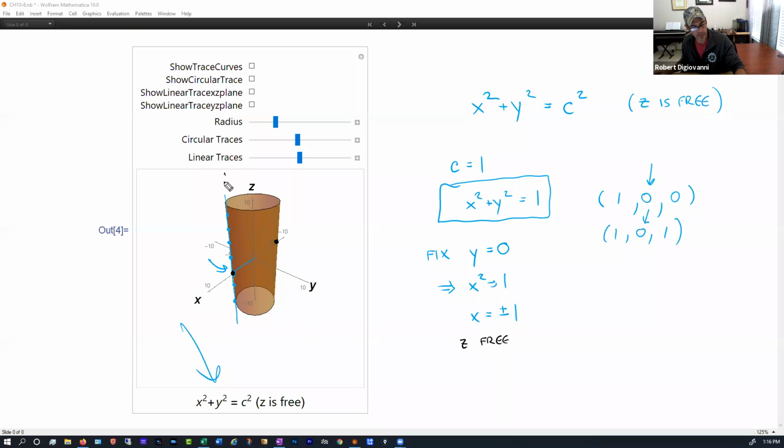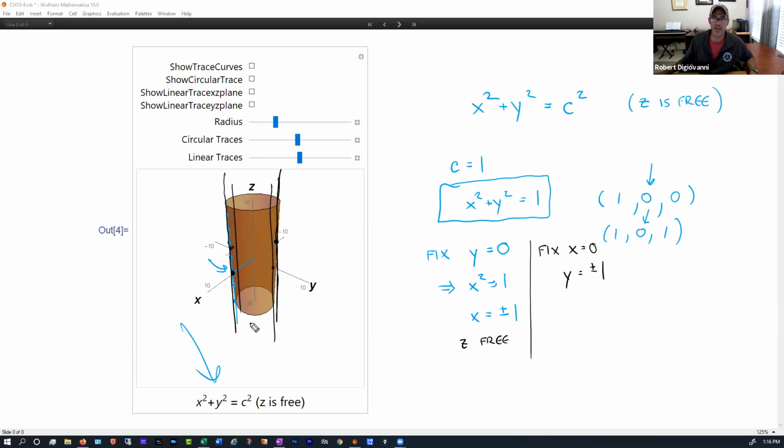So what we get is that right there, those two lines. Is that making sense? I could have done the same thing for the y. I could have fixed x to be zero. If I do that, then y has to be plus or minus one, and my z is free. So that would give me this line here. And then on the other side, it's starting to get messy, right? You with me? All right.